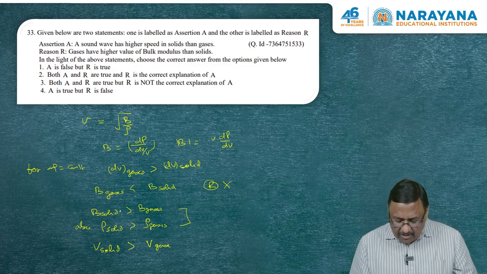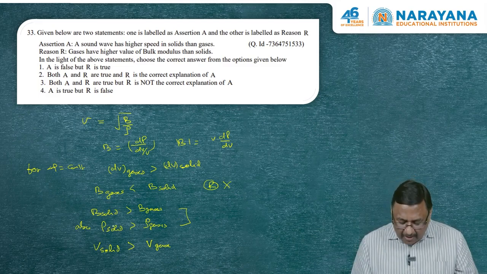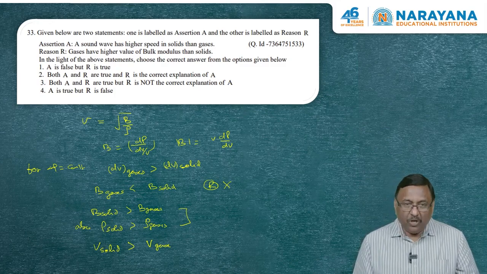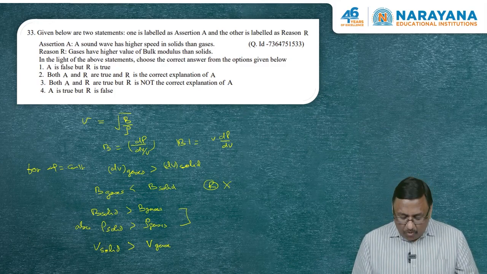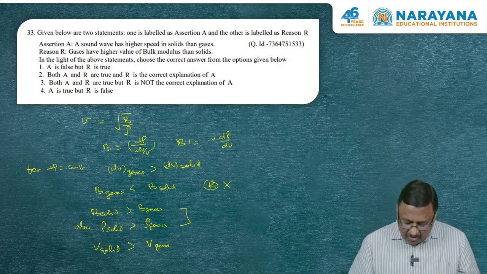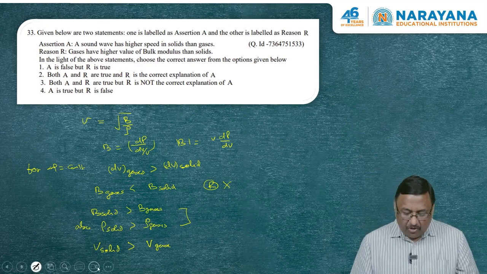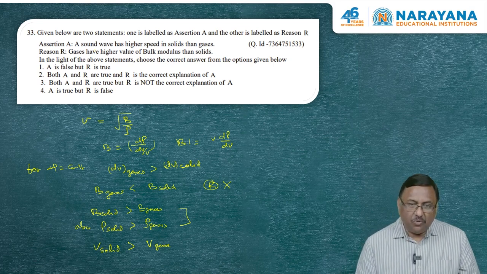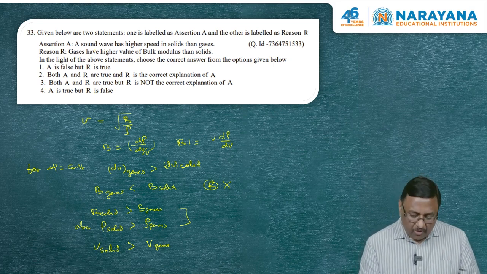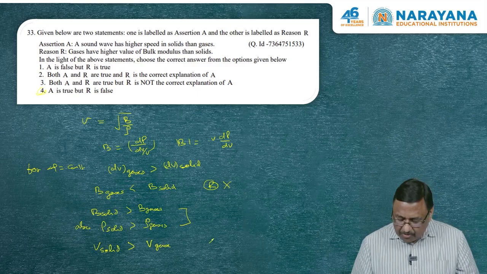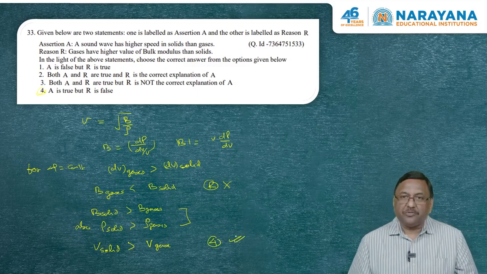If B of the solid is changing in a dominant manner, then the increase in the bulk modulus of solid will be more than the change in the density of this solid here. So you can easily say V of solid is going to be more than V of the gases. That means A is true, but R is false. According to me, again I can say option 4 is the right option.